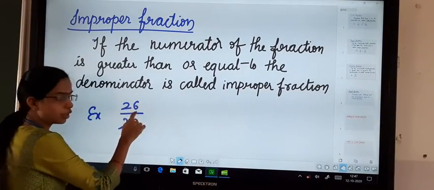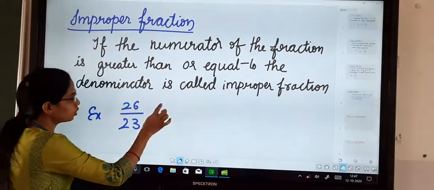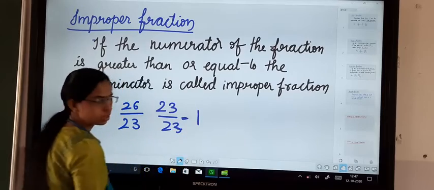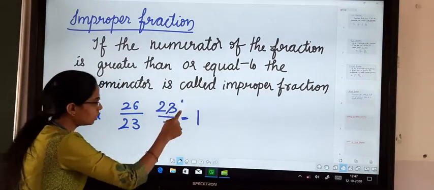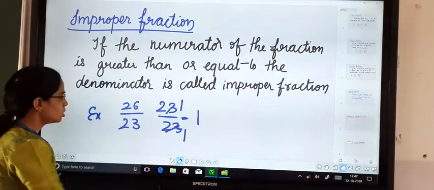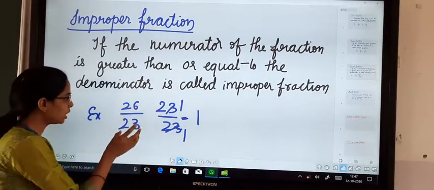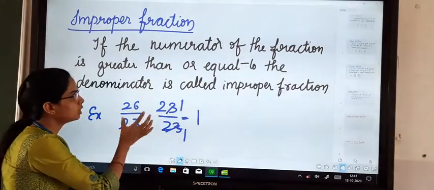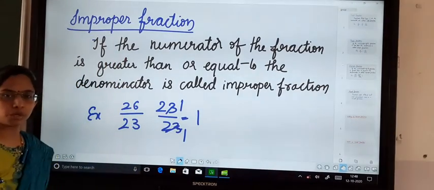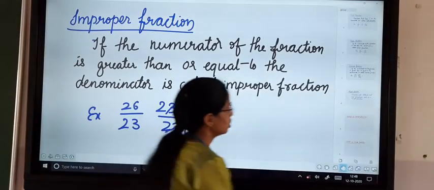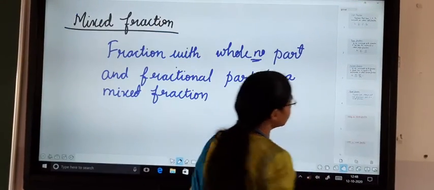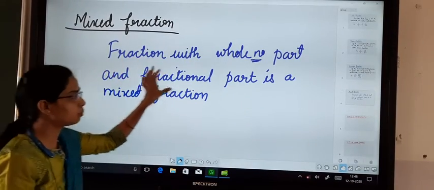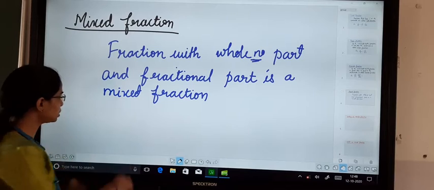When the numerator is greater than or equal to the denominator, suppose 23 by 23, it is one whole, isn't it? 23 ones are 23. So when the numerator of the fraction is greater than or equal to the denominator, these kinds of fractions are called improper fractions. Then mixed fraction. A fraction with a whole part and a fractional part is called a mixed fraction.